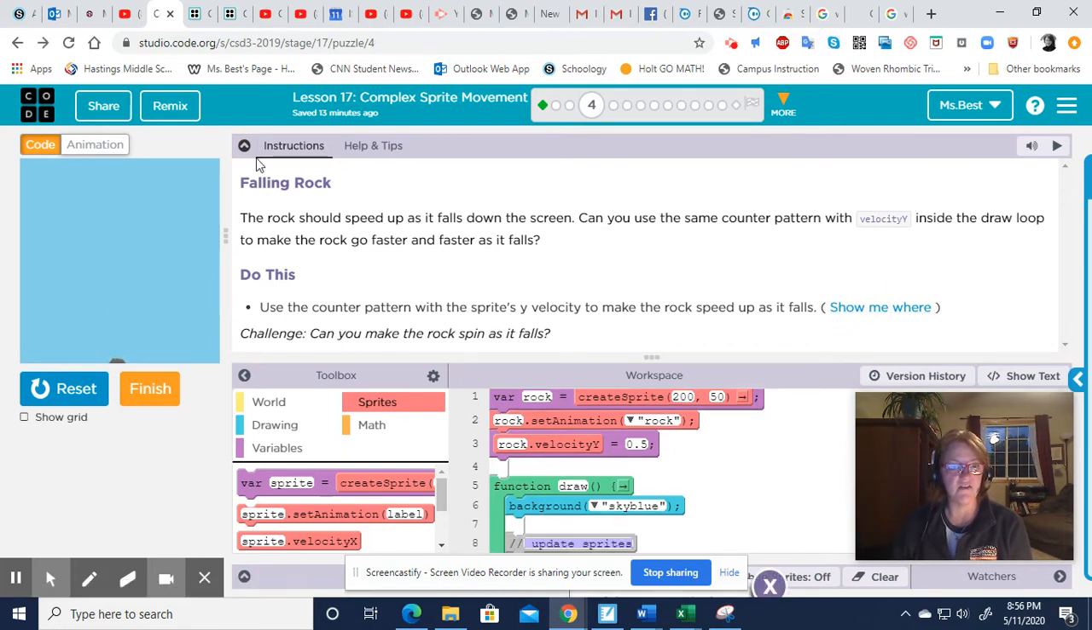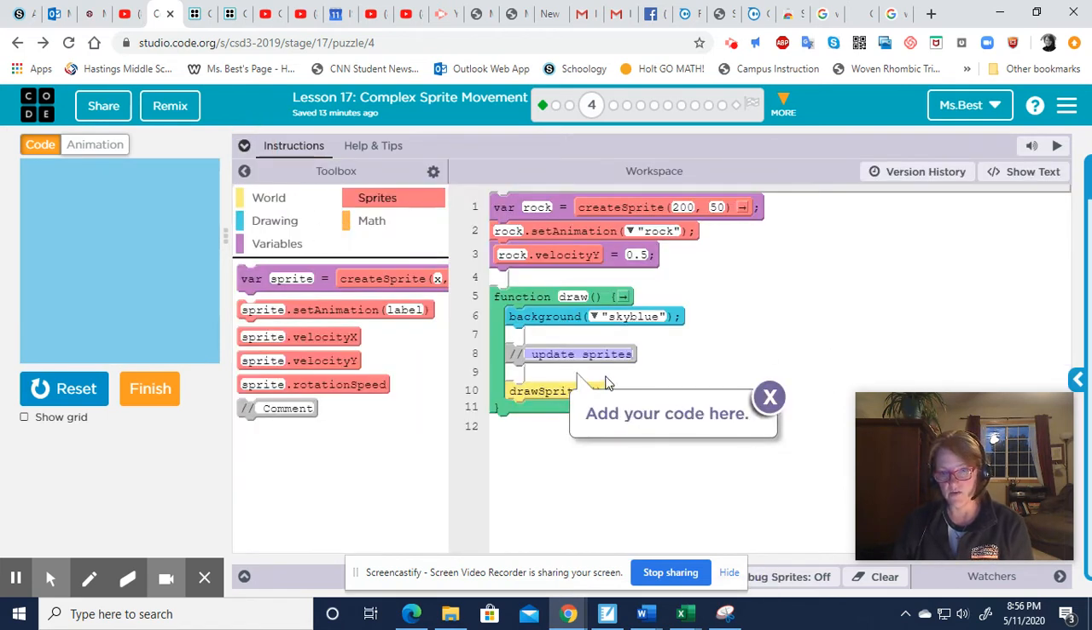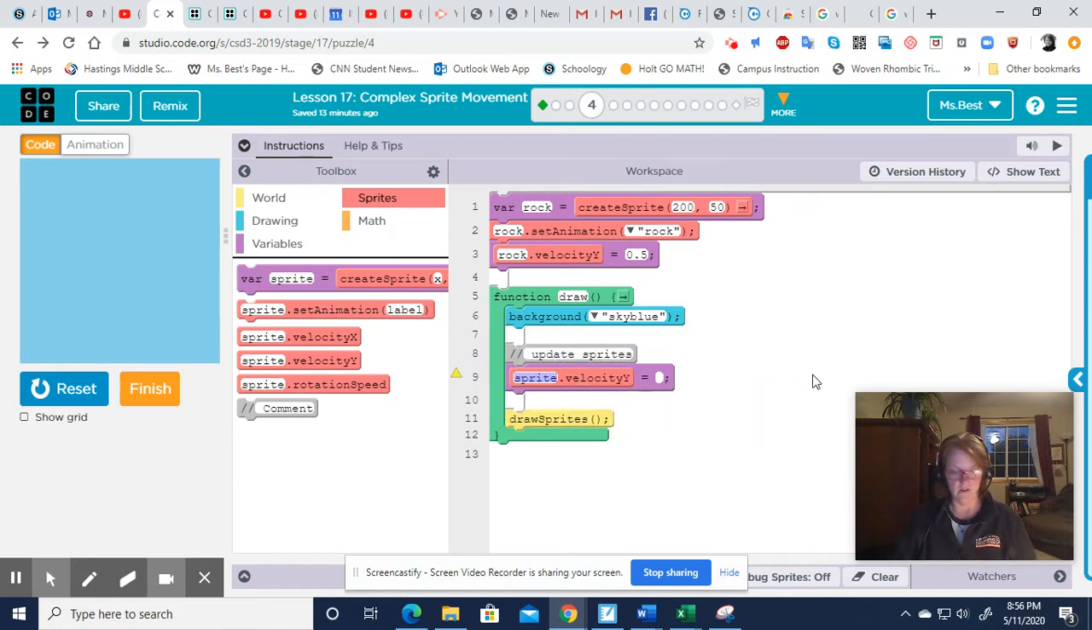Oh, yes, we can. So here's where we want to put this. This time we're going to use velocity y. This was called rock, comma, here we go.